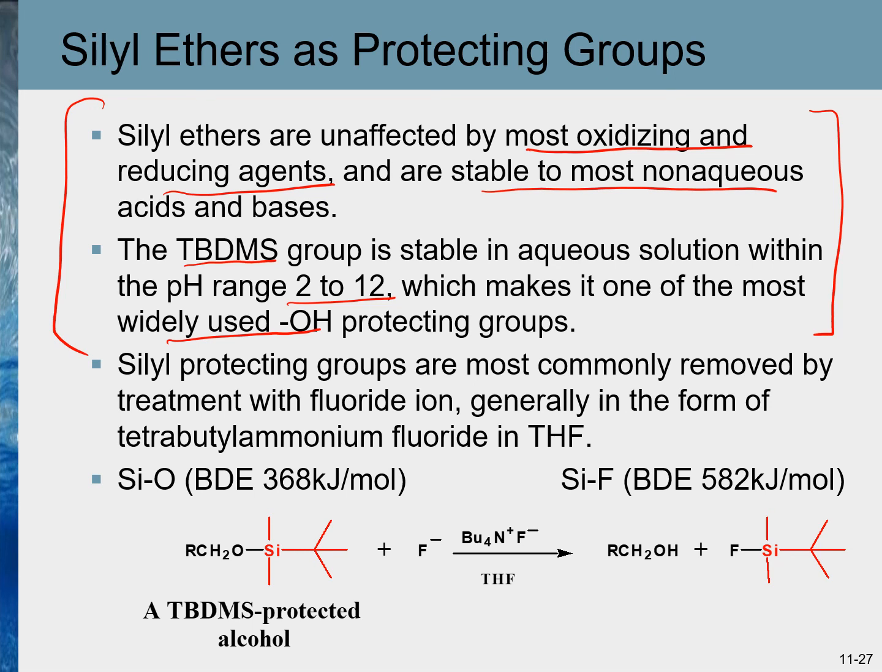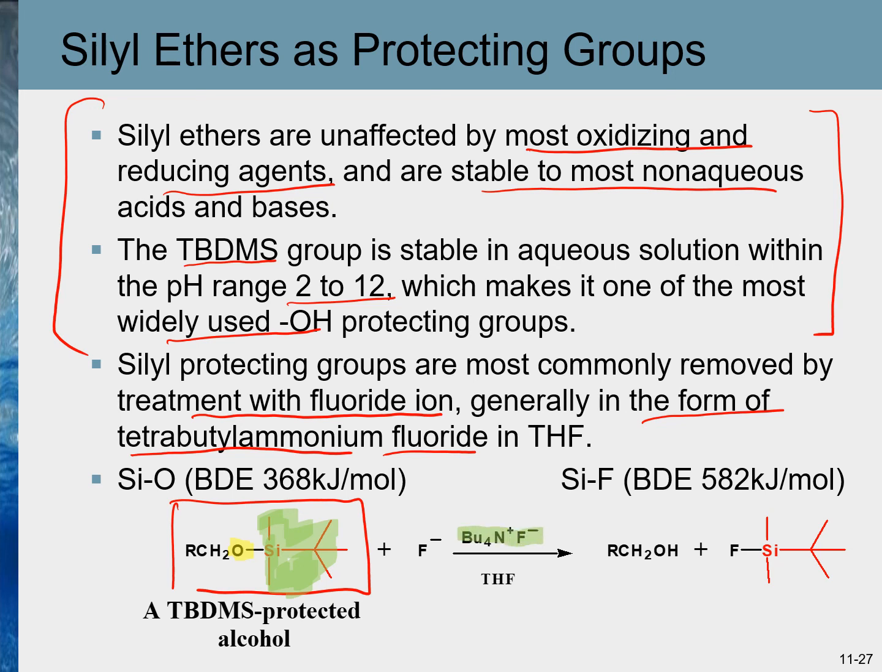Removal of the silyl protecting group can be carried out by treatment with fluoride ion. Fluoride ion is generally supplied in the form of tetrabutylammonium fluoride in THF. So once the silyl ether is formed, remember that this part was alcohol, but now this alcohol part is protected by this silyl protecting group. This entire green thing is the protecting group, which is protecting the alcohol functional group. Now we want to generate the alcohol back. All we need to do is supply a fluoride ion, in the form of tetrabutylammonium fluoride in the presence of THF. THF is just a solvent, and the silyl protecting group comes off easily, and it gives our alcohol back.